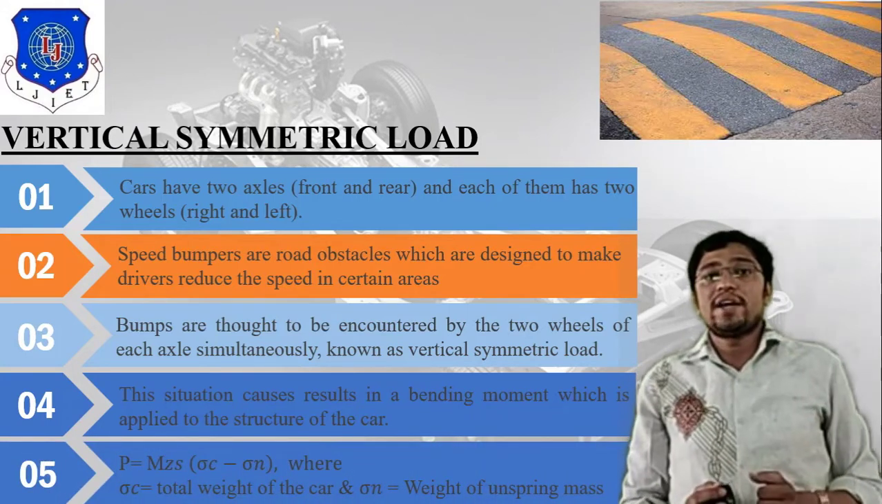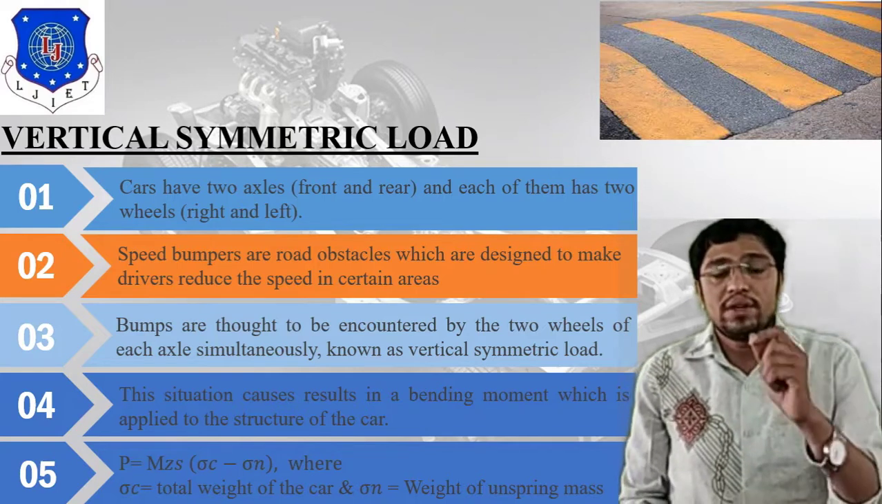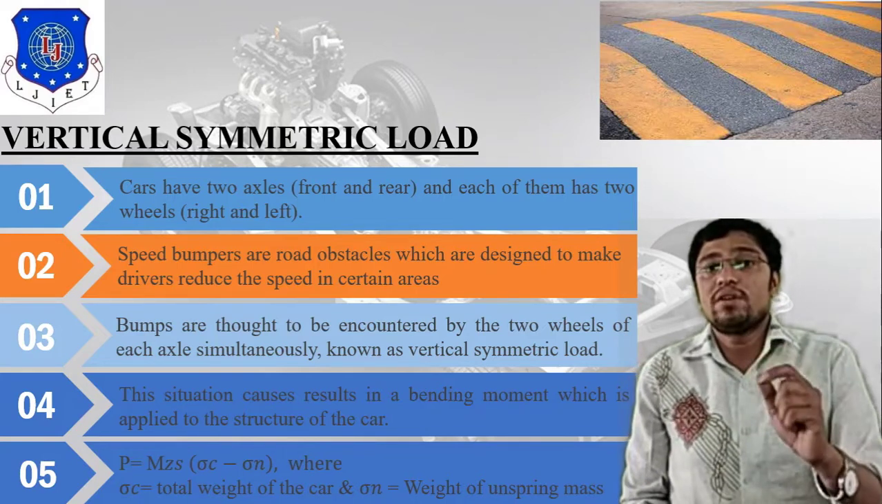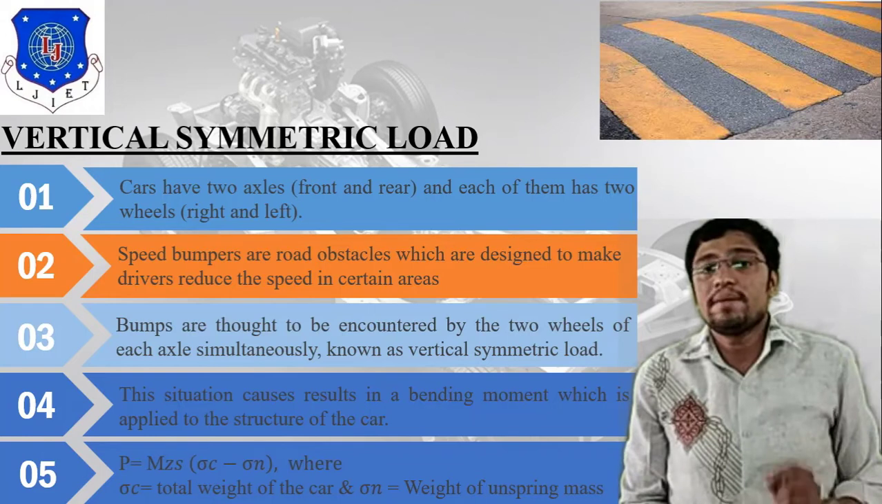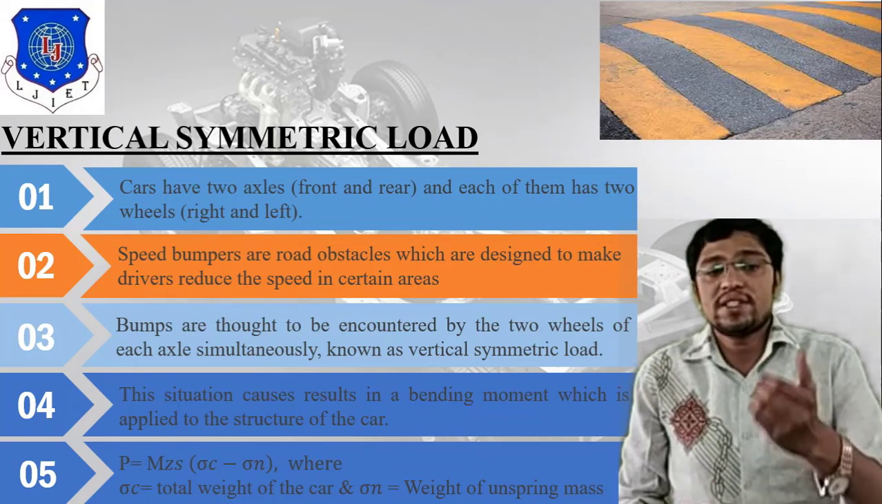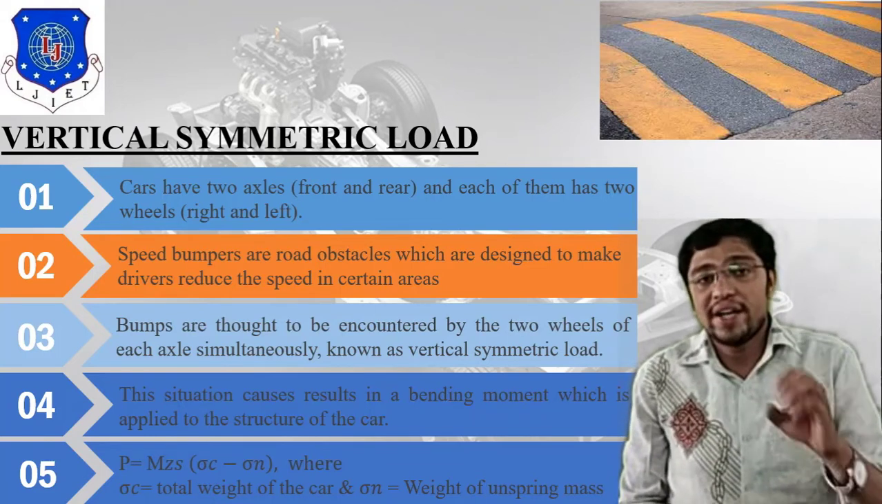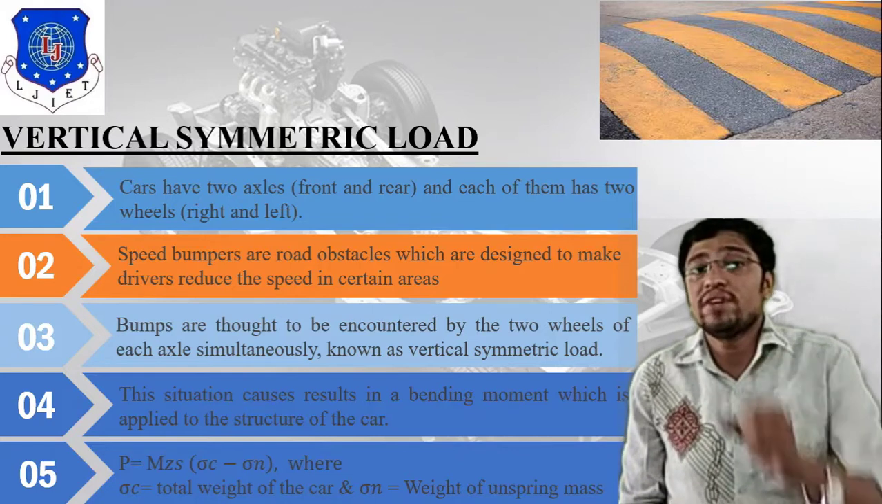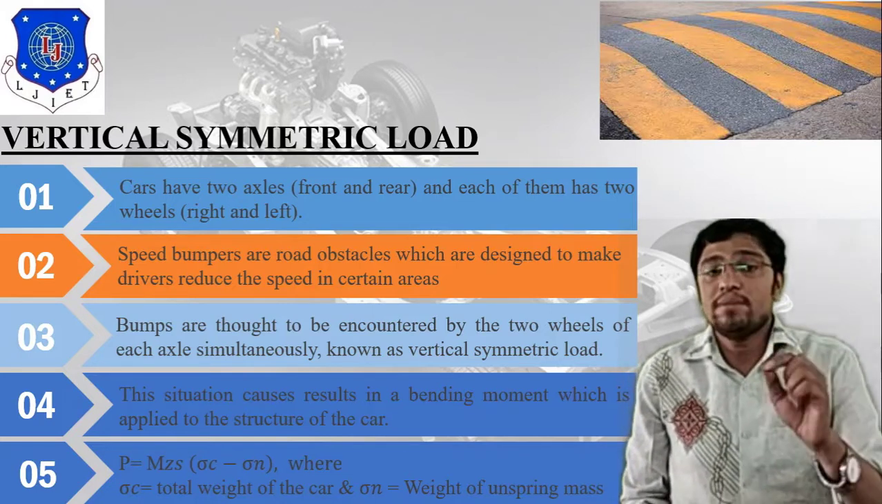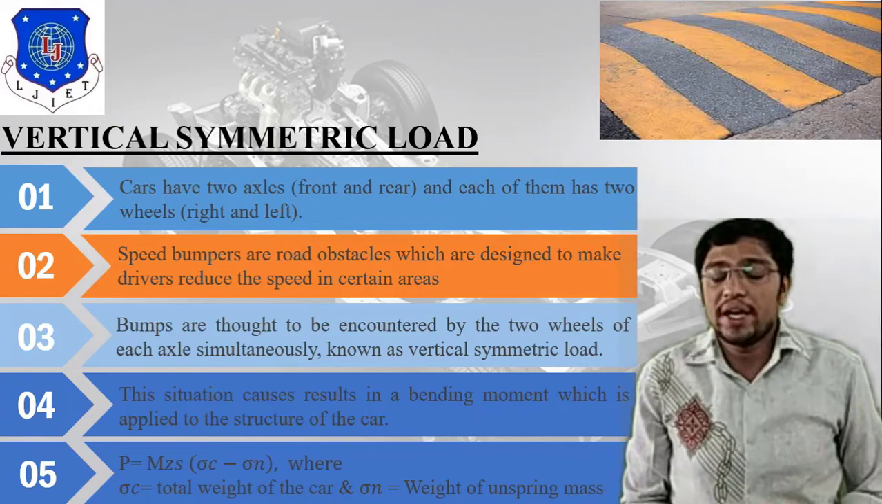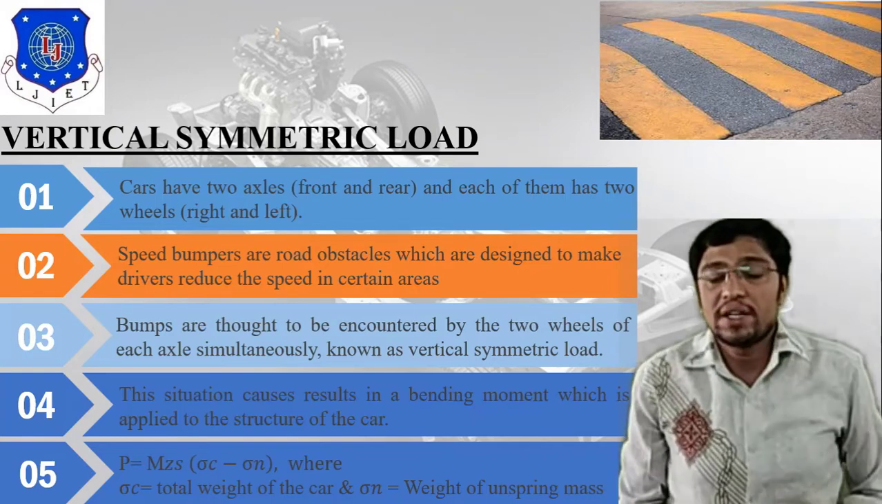Here I have attached one equation that is very important. P is equal to mzs (sigma c minus sigma n), where sigma c is equal to the total weight of the car, sigma n is equal to the weight of the unsprung mass, and mzs is a coefficient, right? So this is vertical symmetrical load.